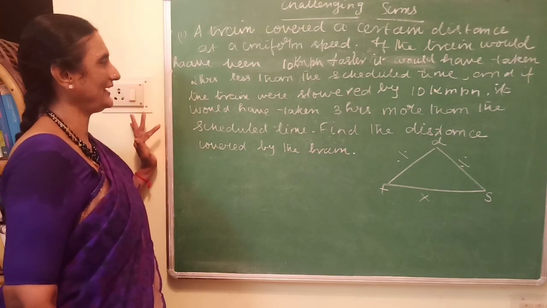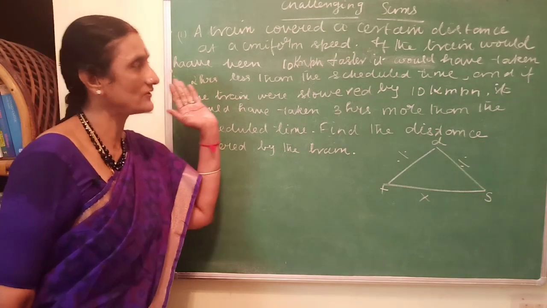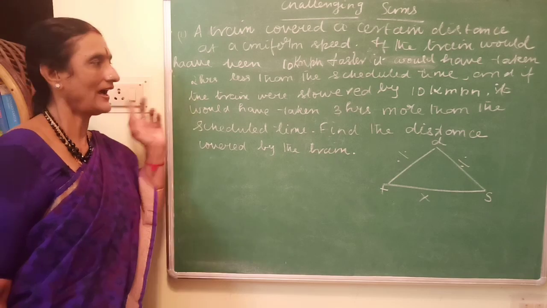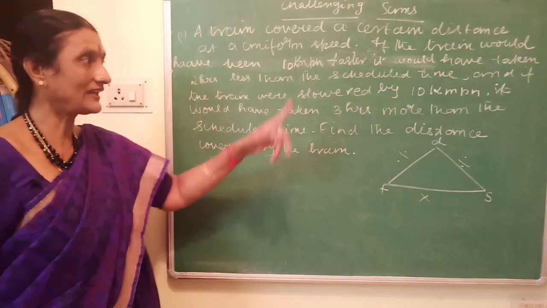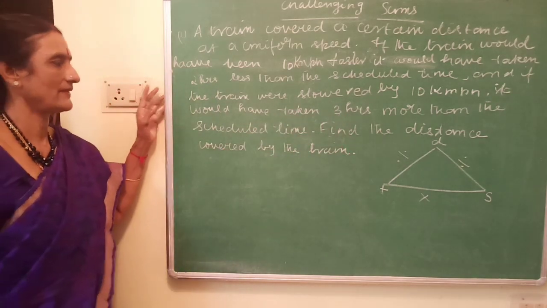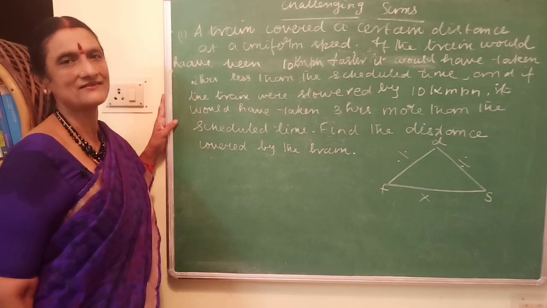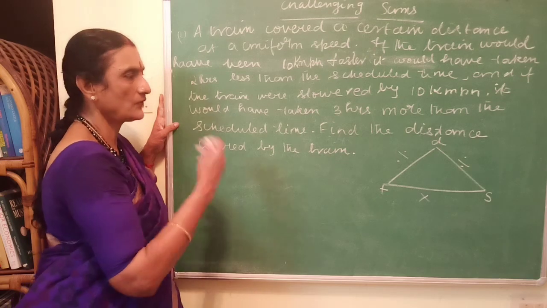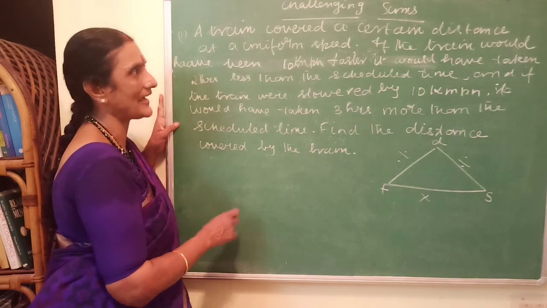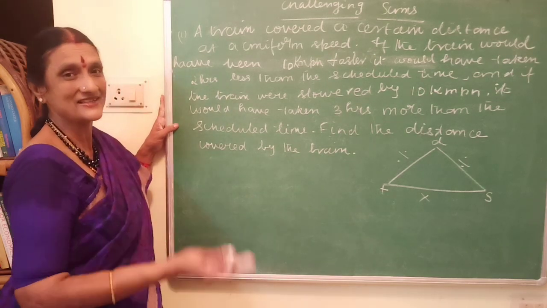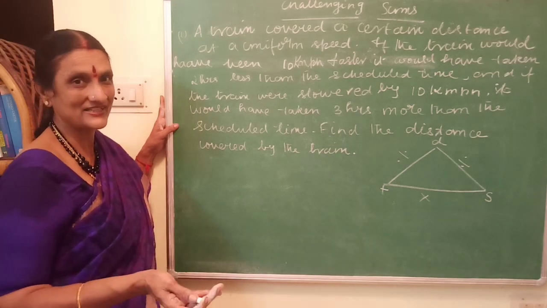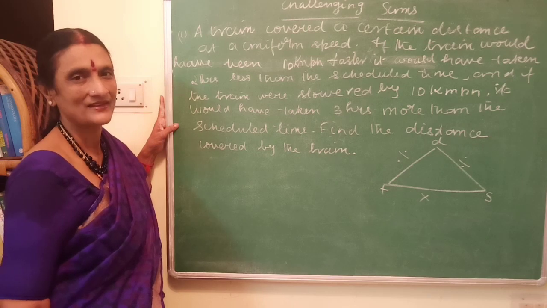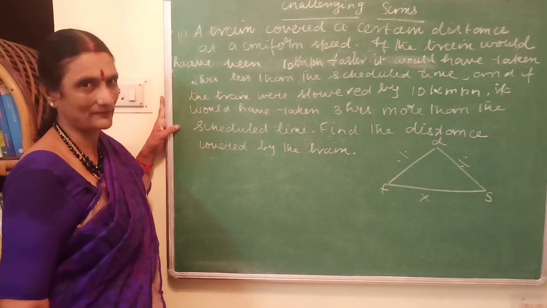The second situation is, if the train was slower by 10 kilometers, it would have taken more time. And what is the time? That is 3 hours more than the scheduled time. Find the distance covered by the train. That is the question. Now here, if you keep x and y as the speed and the time, therefore the distance gives you xy, the product of speed and time. We will proceed in that manner.